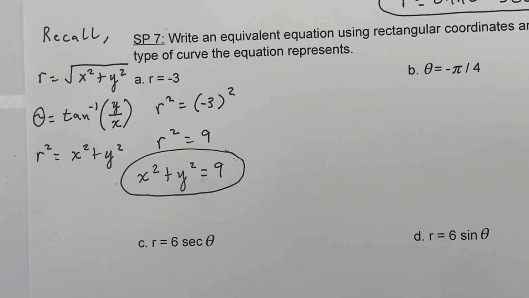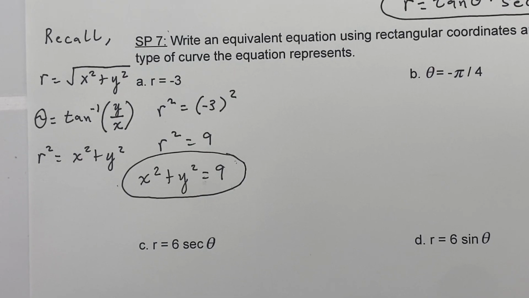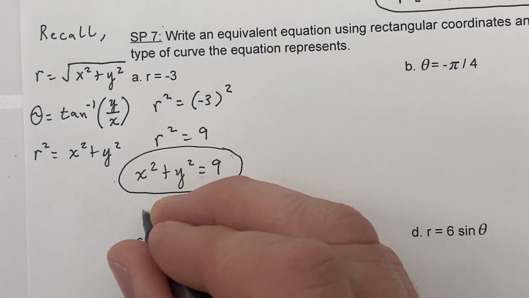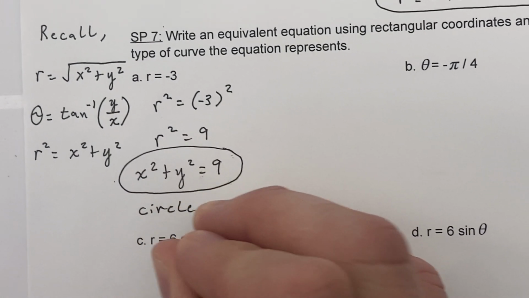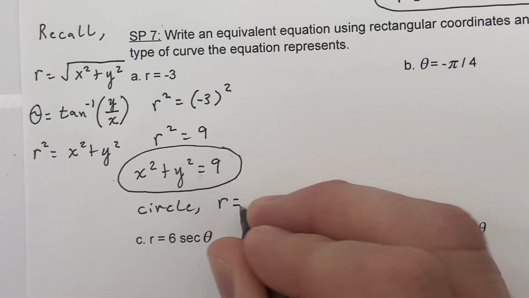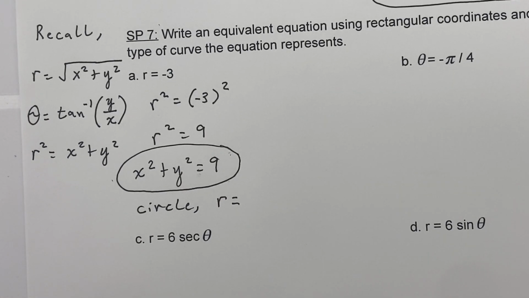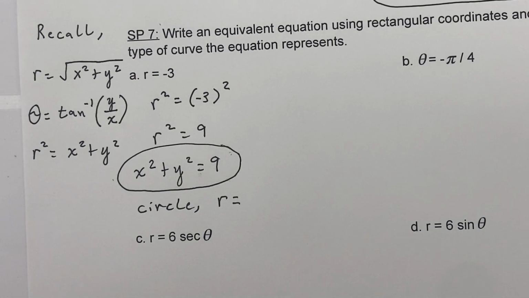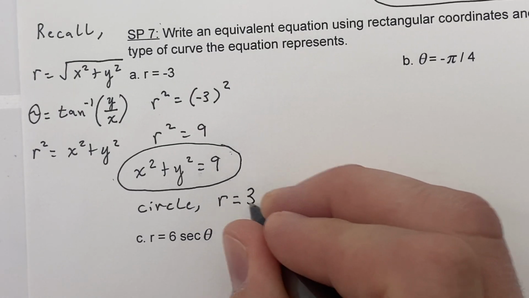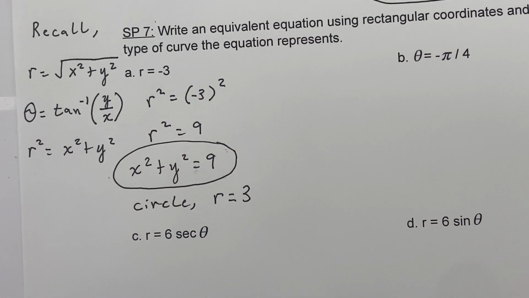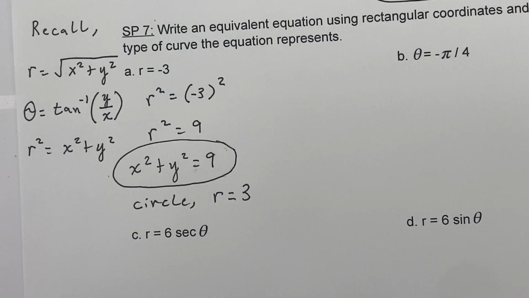How about the circle? X squared plus y squared equals r squared. This guy is a circle. Can you recall what your radius is? Yeah, 3. So there you go. Circle.